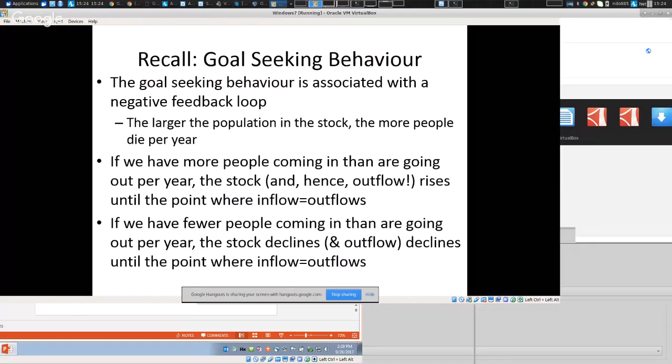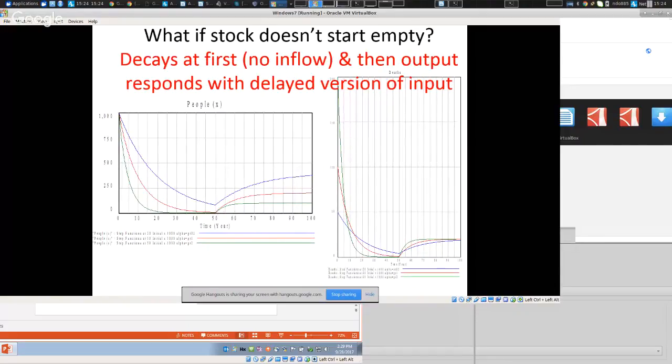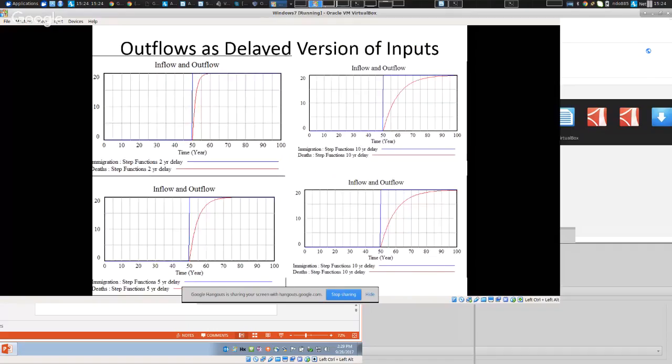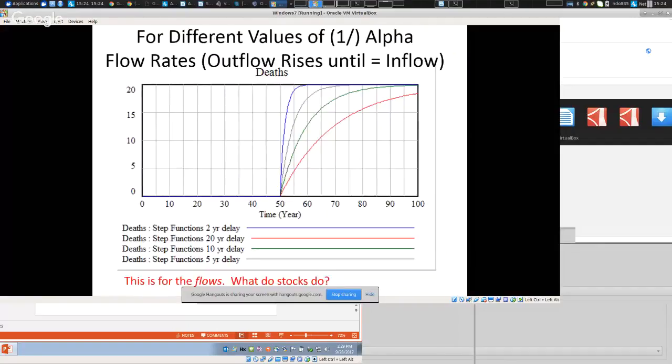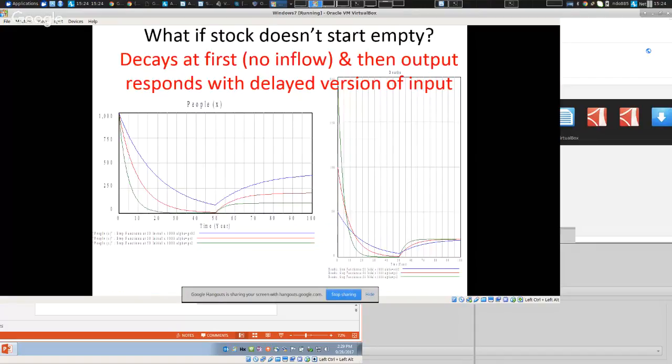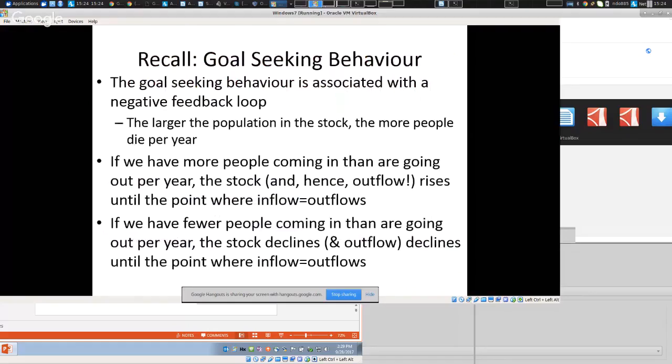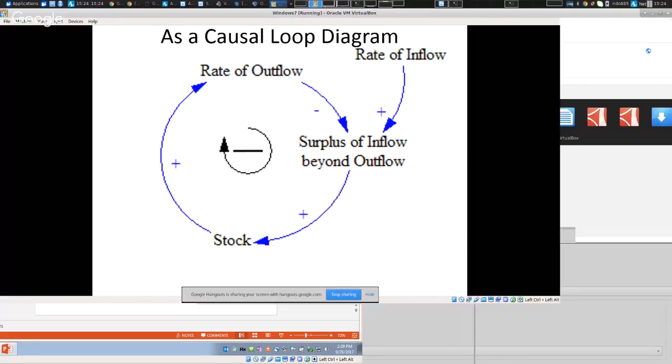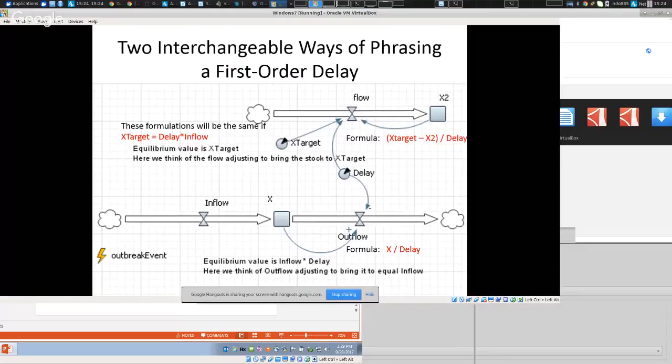Okay, so here we have stocks going to different values. The values of the outflows are always just a delayed version of the inflow, because after all, the first order delay wants the outflow to approach the inflow, so it gets back in balance. The value of the stocks, though, for different values of tau or alpha turn out to be different, such that the value of the outflow is the same. We're almost done with this, but there are a few things I want you to be able to further reason about.